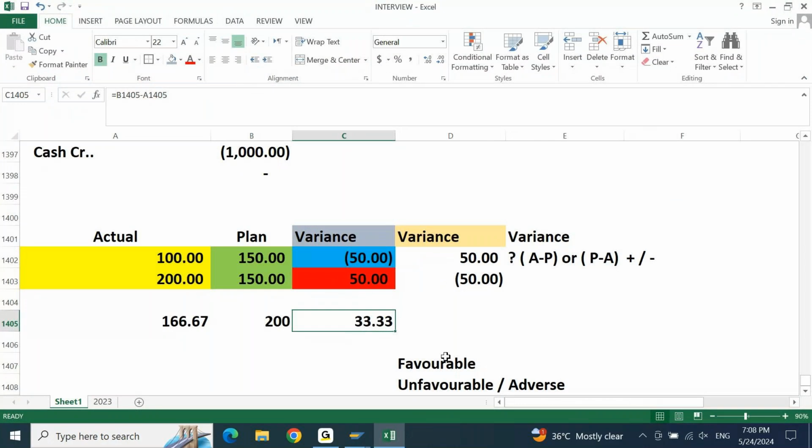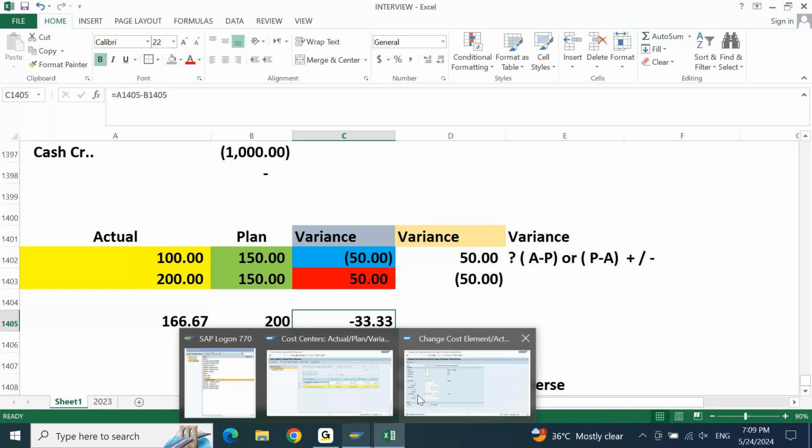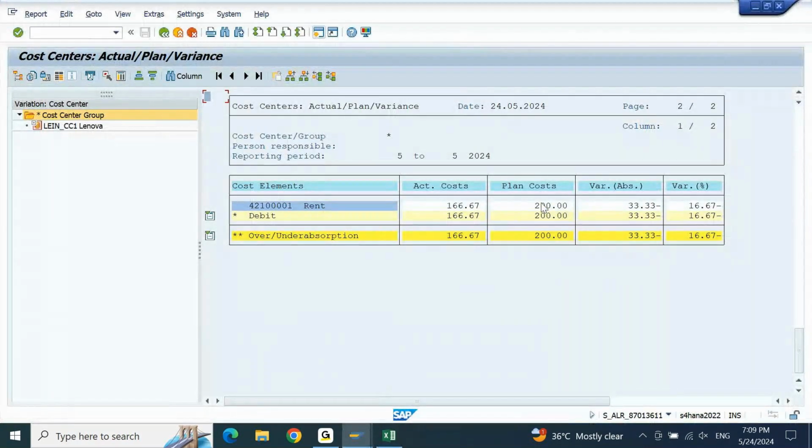Now to bring 33.33 negative here, should I do actual minus plan or plan minus actual? Actual minus plan. I am getting 33.33 negative. So how is SAP working to calculate the variance? What is the formula? Is it actual minus plan or plan minus actual? Look at this number. SAP works it's plan minus actual.